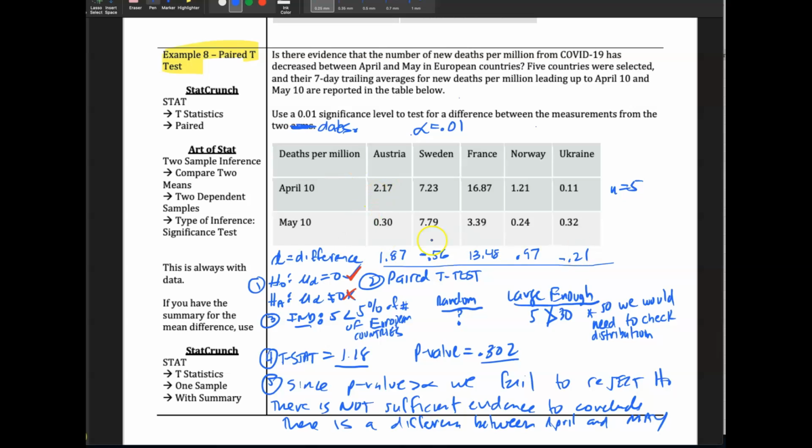Again, the key thing is you have to enter this data in StatCrunch in order to run it. You do need the data because it needs to calculate the differences. So you always need the data of the two groups.